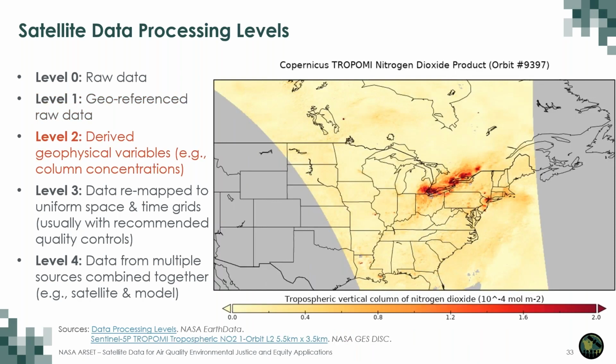Where we start to get more useful data is at level 2, when we apply retrieval algorithms to extract geophysical quantities like the column densities of trace gases, as shown here for NO2. At level 2, the data is still at the pixel resolution of the satellite, which is the highest spatial resolution we can get, but the locations and sizes of the pixels will be different depending on the orbital track and the viewing angle.